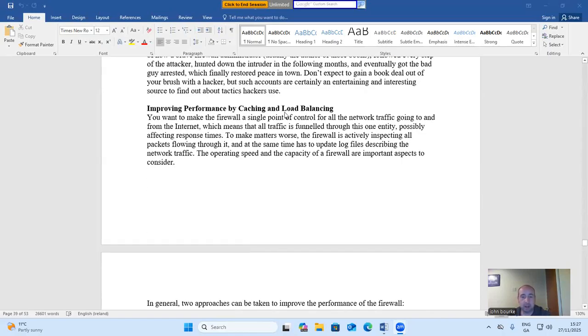Improving performance by caching and load balancing. You want to make the firewall a single point of control for all network traffic going to and from the internet, which means that all traffic is funneled through this one entity, possibly affecting response times. To make matters worse, the firewall is actively inspecting all packets flowing through it, and at the same time has to update log files describing the network traffic. The operating speed and the capacity of a firewall are important aspects to consider.